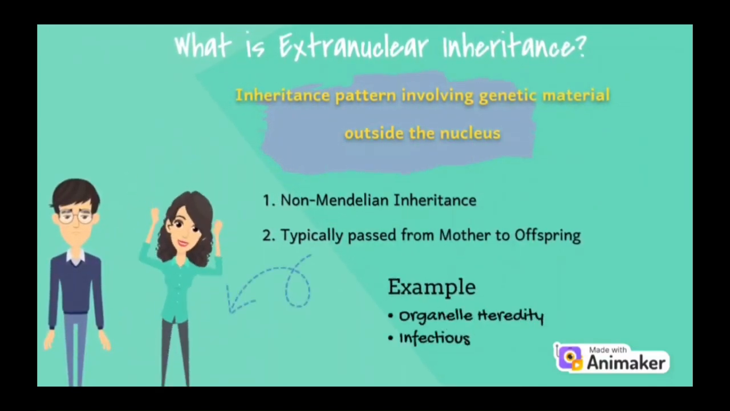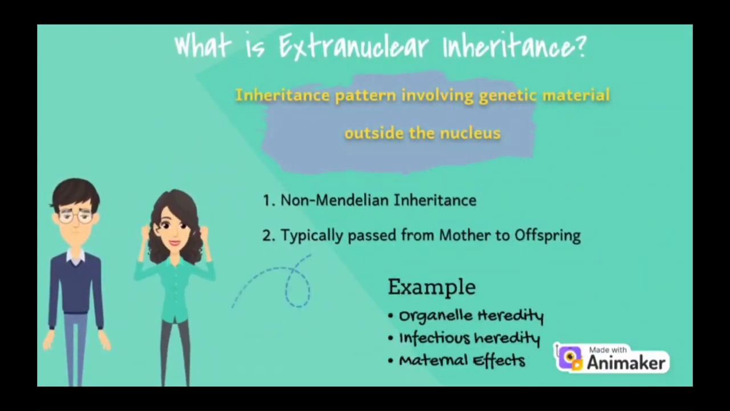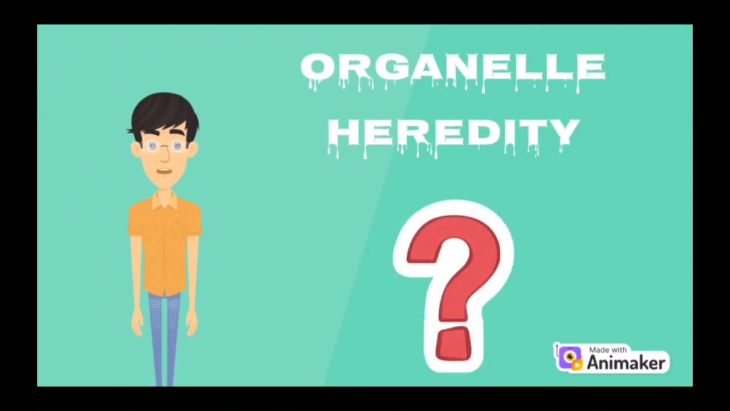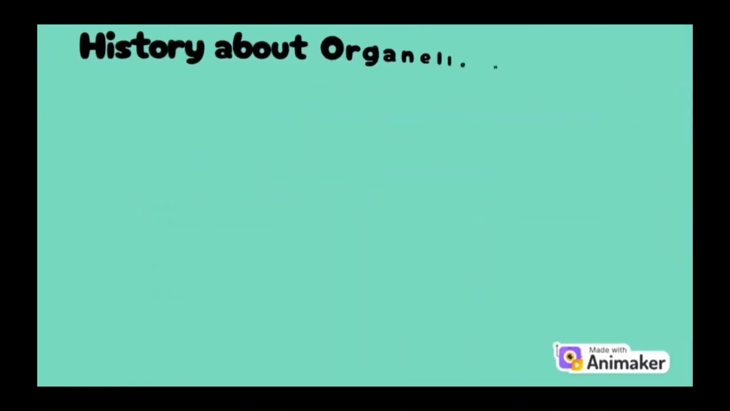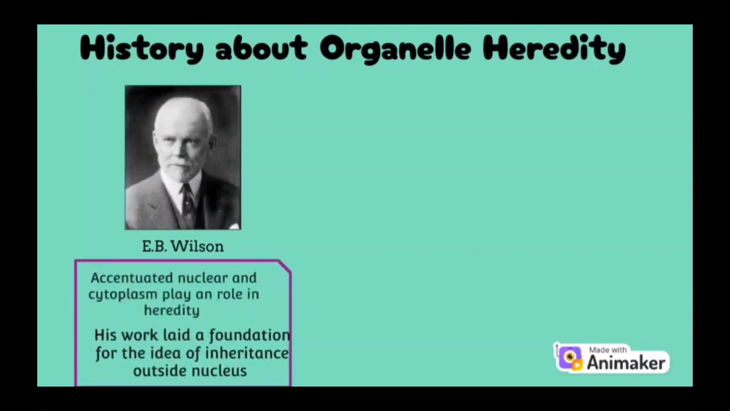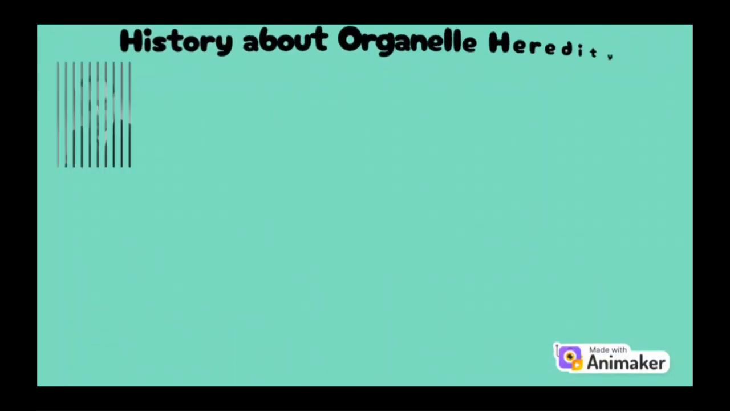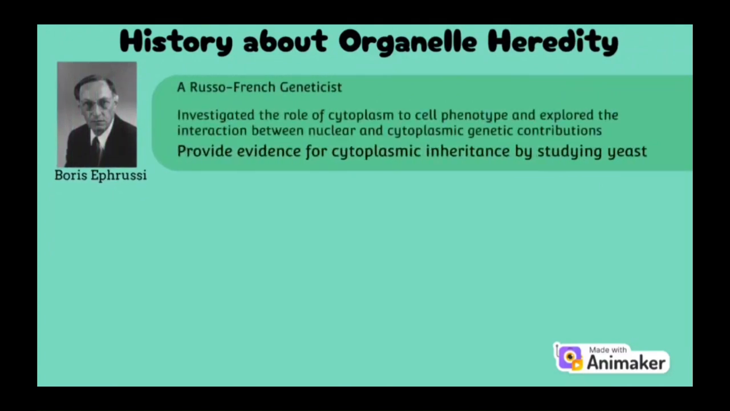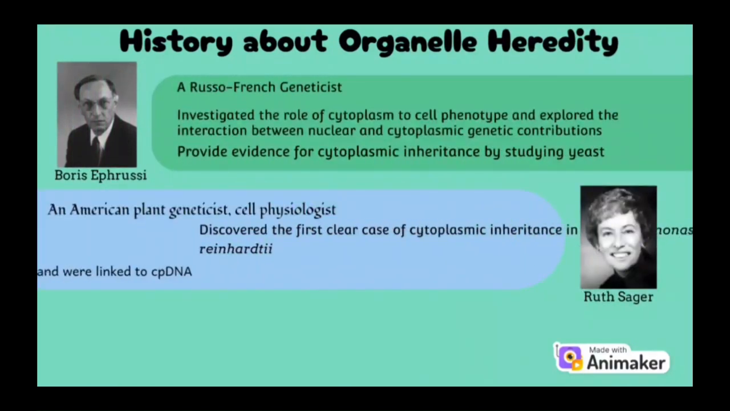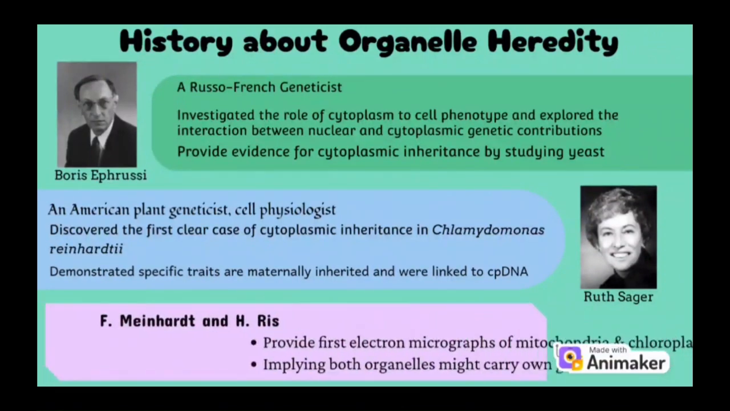Extranuclear inheritance, and the examples. History about organelle heredity: E.B. Wilson, Carl Correns, Boris Ephrussi, Ruth Sager, F. Meinhardt, and H. Schriss.